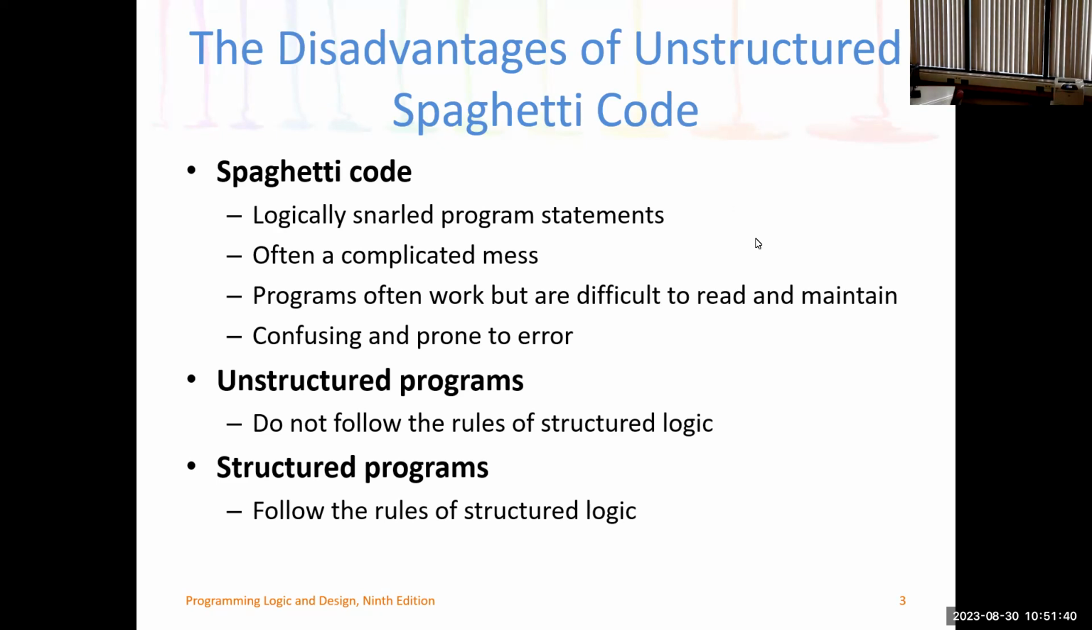In the case of an unstructured program, sometimes they call it spaghetti code. Spaghetti code means you normally have very confusing code. You often have complicated math and program work, but it is very difficult to understand, read and maintain, and also confusing and prone to error. That's why even with a very basic program, you should follow some very basic rules to have structure here.